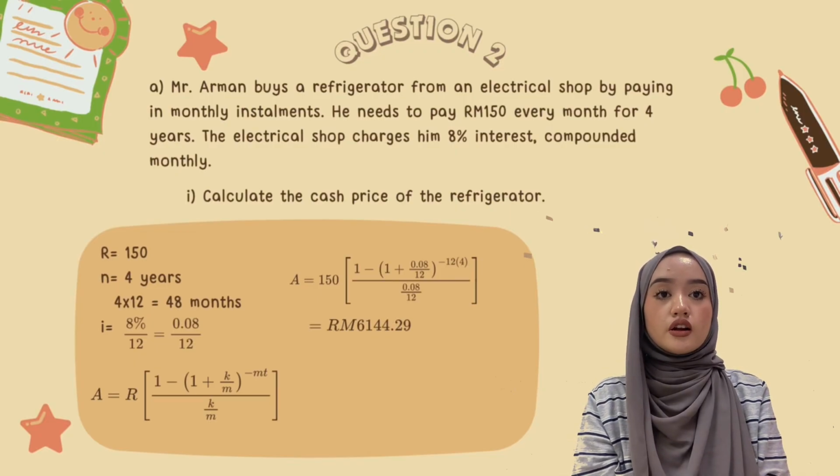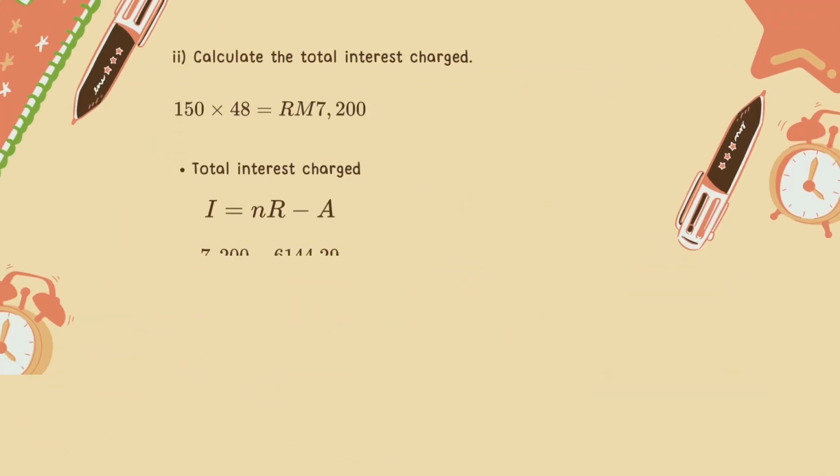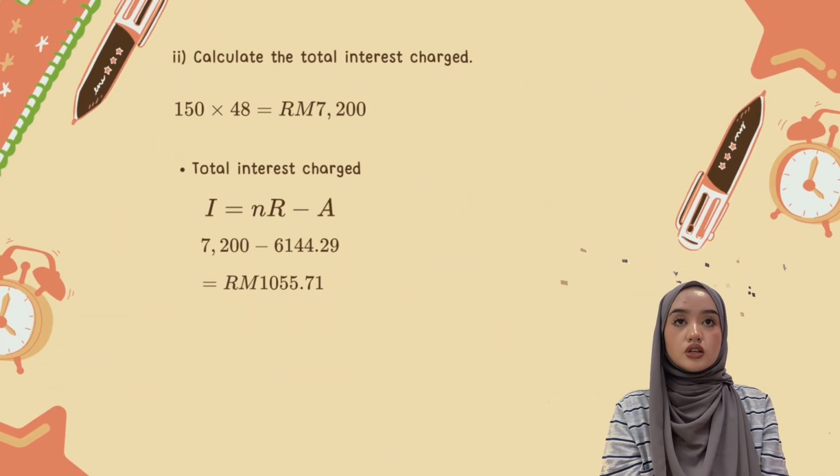So R is equal to 150 ringgit, which stands for periodic payments, N is equal to 48 months, which stands for the term of investment, where we multiply M and T, and I equals 0.08 over 12, which stands for periodic interest rate, where we divide K and M. So A equals 150 ringgit multiply 1 minus open bracket 1 plus 0.08 over 12 close bracket power of negative 12 times 4 over 0.08 over 12. So the answer is 6,144.29 ringgit.